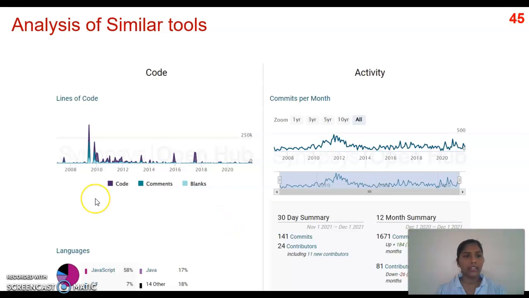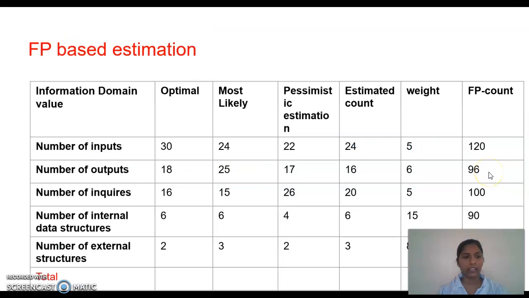This is also an analysis of similar tools. Here we can see the lines of code committed over the years, and the main thing we can see is the types of languages and the percentages of languages used in their quality management systems. As the language of the code changes, the LOC will also change. To overcome this, we have to calculate the FP based estimation, that is, functional point based estimation.